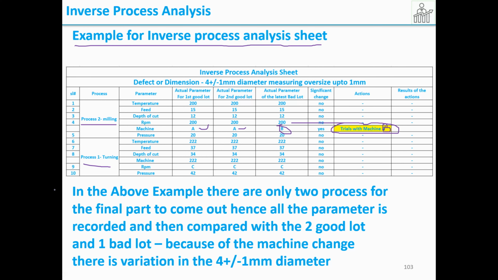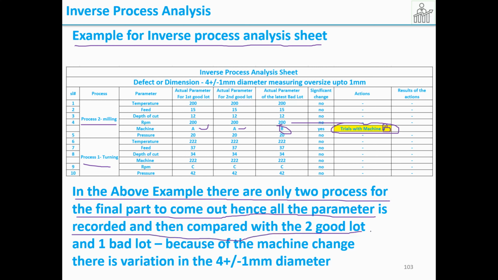So in the above example, there are only two processes for the final part to come out. Hence, all the parameters were recorded and then compared between the two good lots and one bad lot. Because of the machine change, there is a variation in the 4 plus or minus 1 mm diameter dimension. So they took dimension as the output instead of crack.